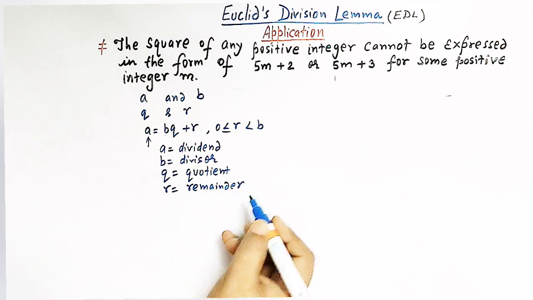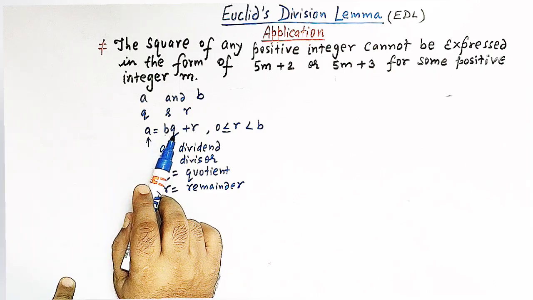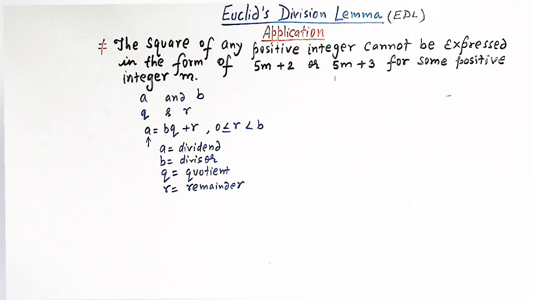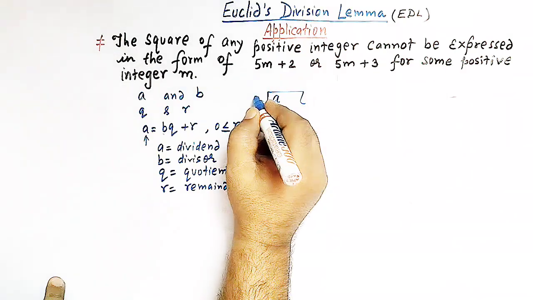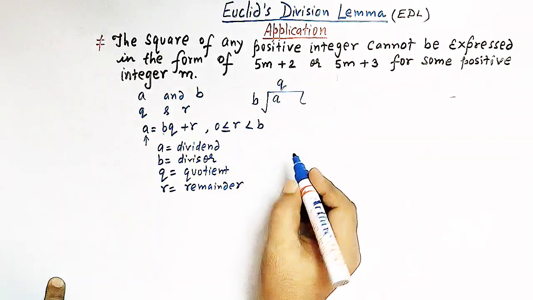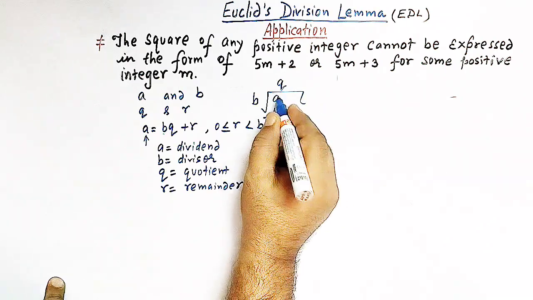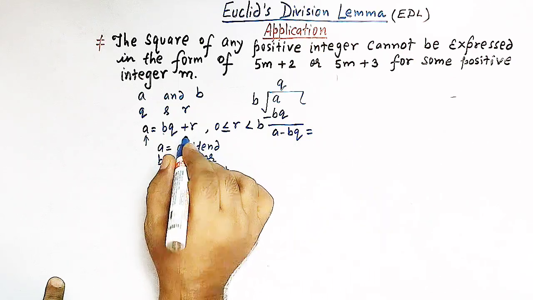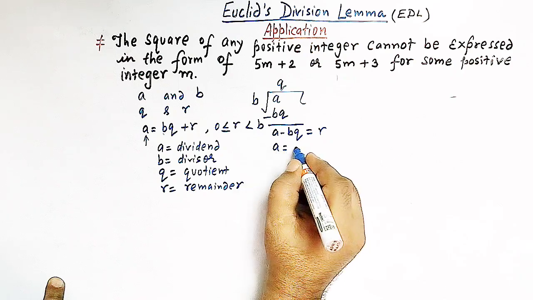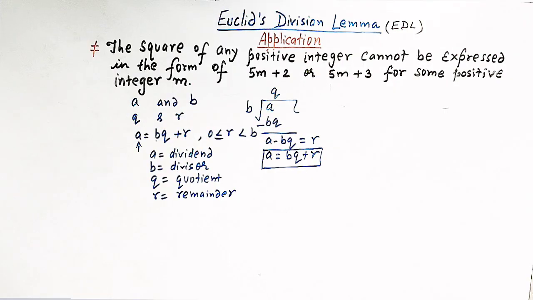In other words, we can say that when b divides a, the quotient is q and the remainder is r. So when we divide a by b, the quotient is q, and we have b times q, bq, and when we subtract, we have a minus bq, and the remainder is given by r, so we have a is equal to bq plus r. We'll use this statement to prove the given statement, right?